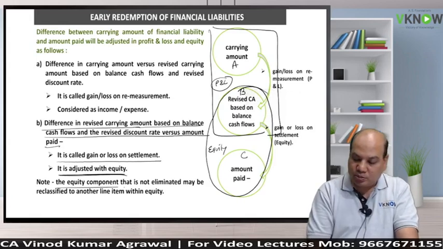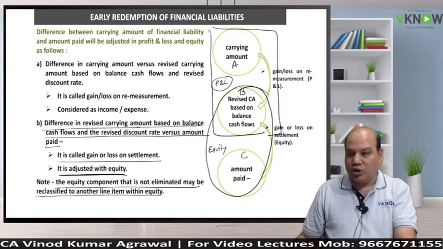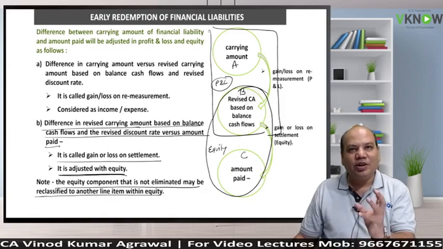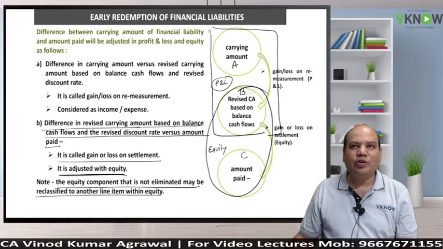The equity component that is not eliminated will be reclassified to another line item within the equity. If any balance remains in equity, that will be transferred to other component of equity. That is how equity account is closed in this chapter.